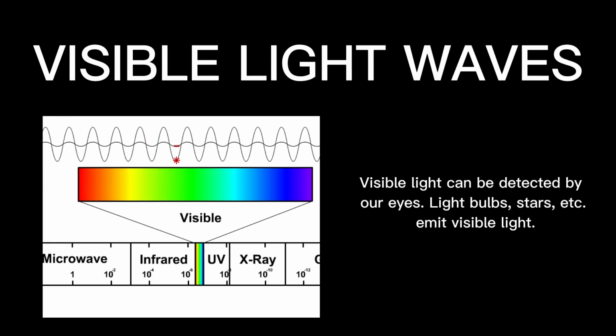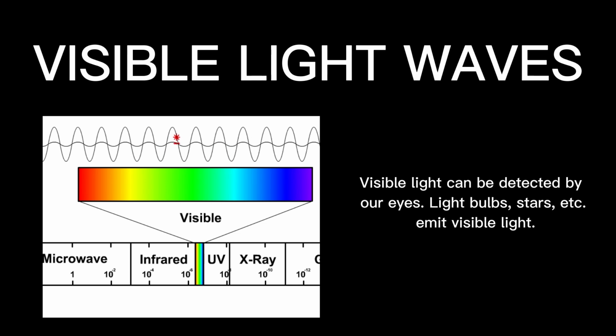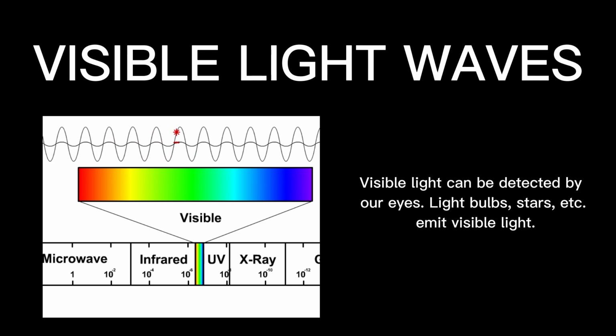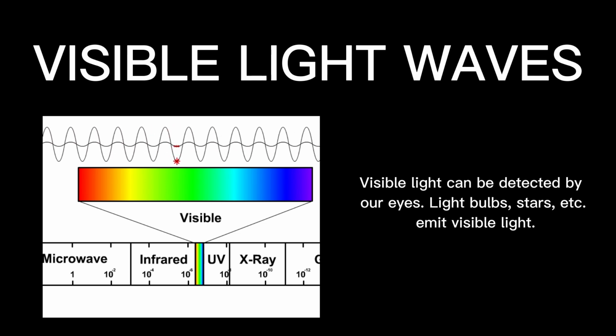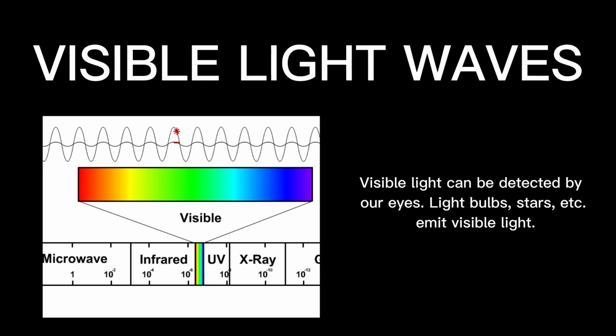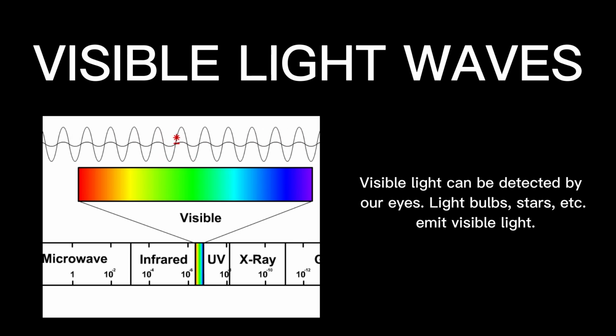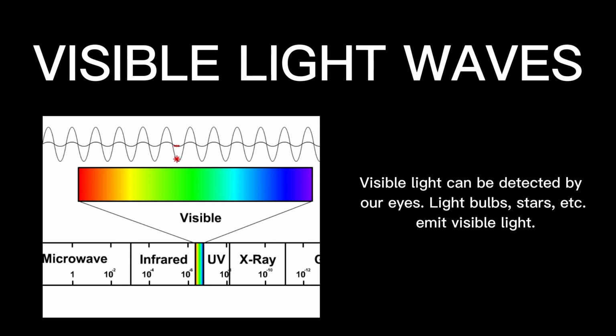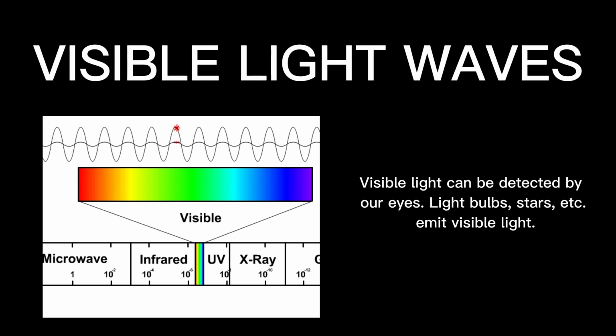Visible light. Aside from sight, there are other important uses for visible light. We concentrate it to make lasers to use in everything from surgery to CD players to laser pointers. Visible light waves also make our TV, computer, and cell phone screens work.